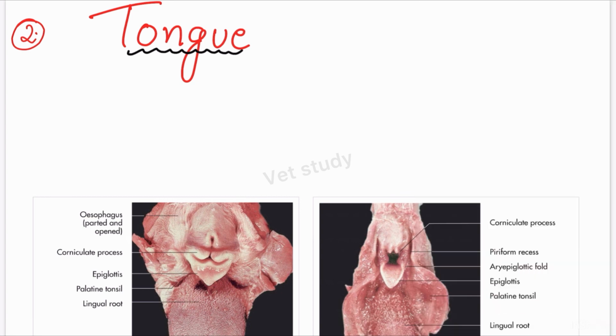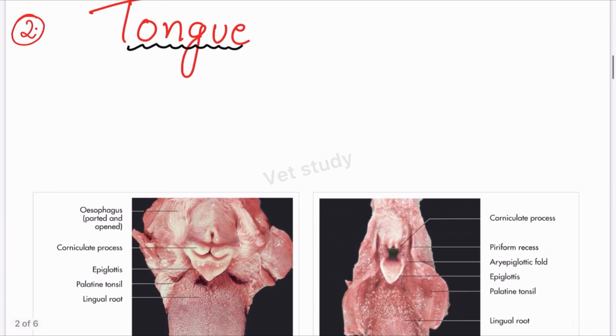So let's start with the topic. Today's topic is the tongue. It is a very important and highly movable muscular structure, and let's talk about its function. The functions of the tongue are three, right?